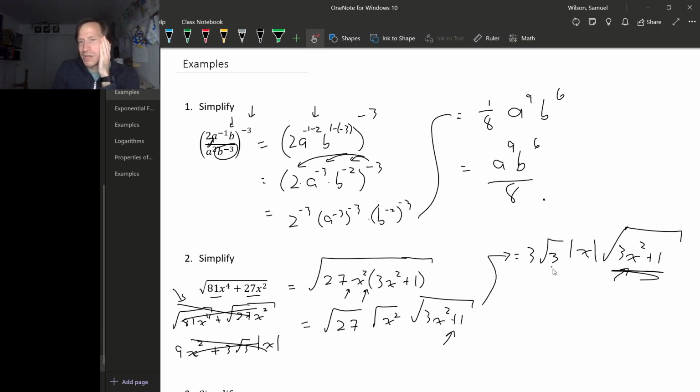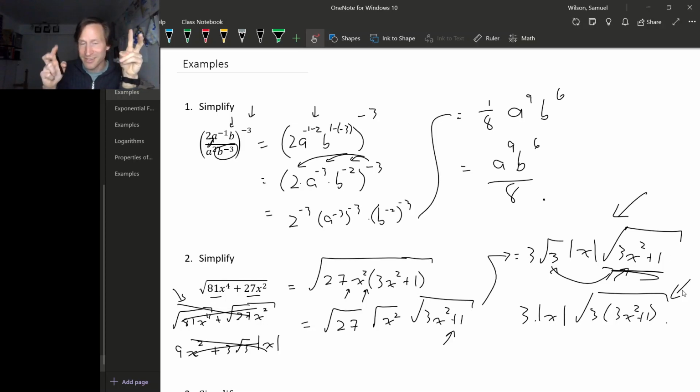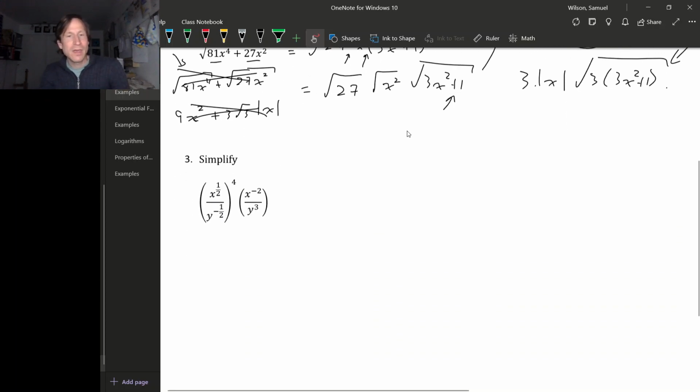If we wanted to, we could put these two square roots back together. This isn't really necessary, but if you wanted to, you could write 3 times absolute value of x times the square root of 3x squared plus 1. Okay, so one of these two, I would say, is done simplifying. Okay, last example, this mess.